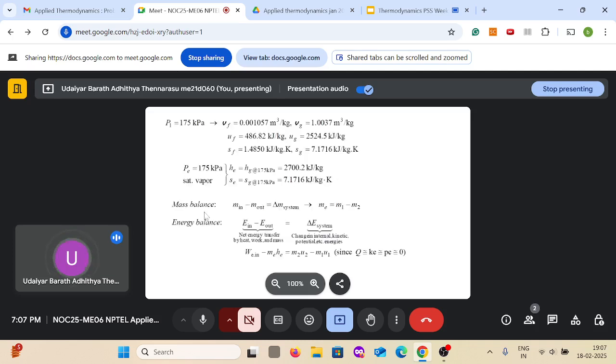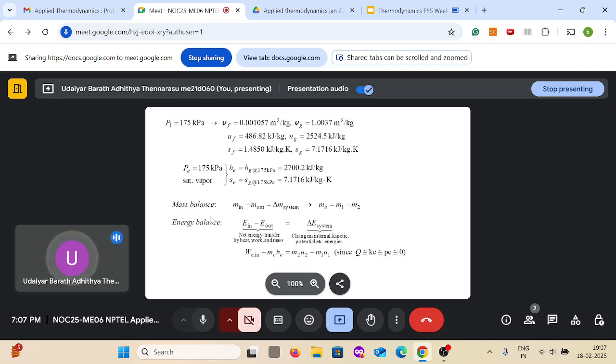After that, my stream which is coming out, so it's a pressure cooker and we are heating it. In the process, we have to maintain it at 175 kilopascal. So the exit is coming out at 175 kilopascal. The exit enthalpy is at 175 kilopascal saturated vapor. So the enthalpy is 2700.2 kilojoule per kg and entropy is 7.1716 kilojoule per kg Kelvin.